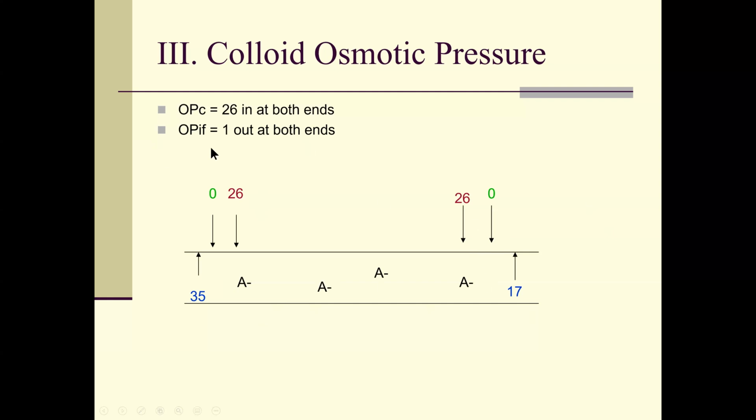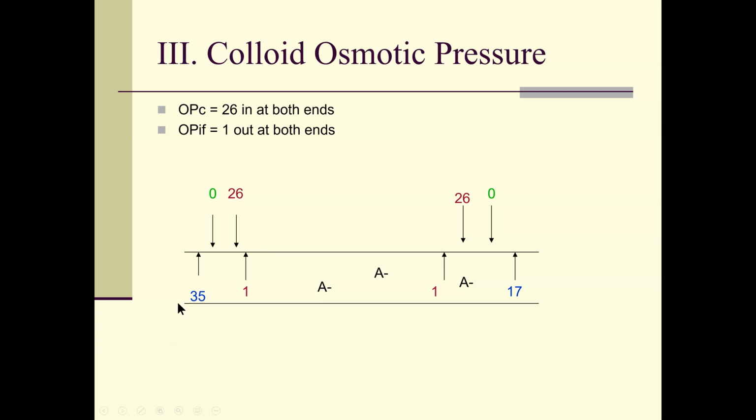The osmotic pressure due to the proteins in interstitial fluid, remember, I told you there were proteins in interstitial fluid, but a whole lot less than inside the vascular system, is 1 out. So because of the interstitial proteins outside the blood vessel, we have a total of 1 going out here, and 1 going out here. So these are the pressures we have.